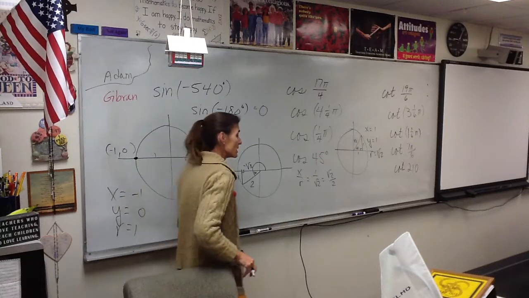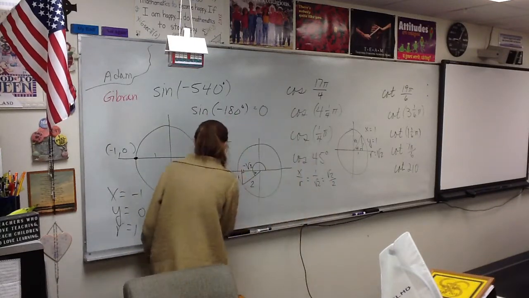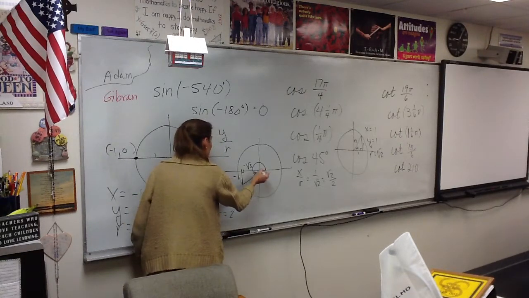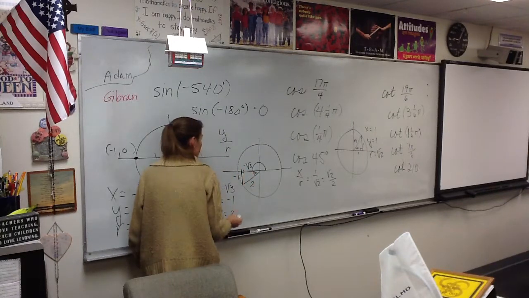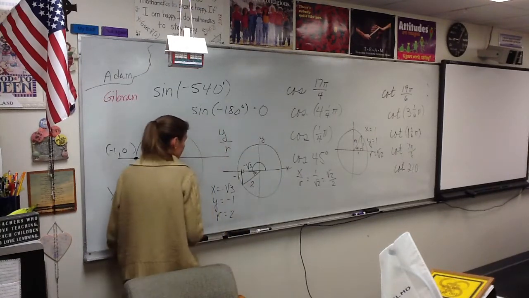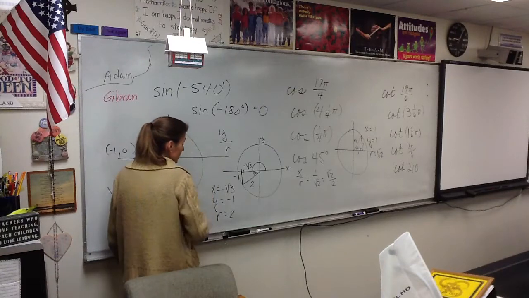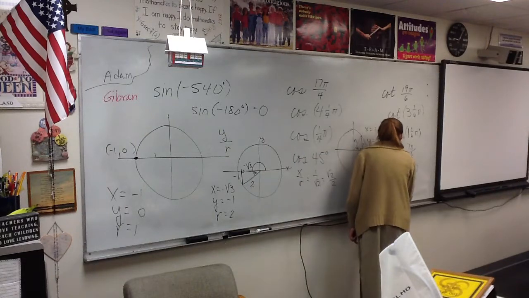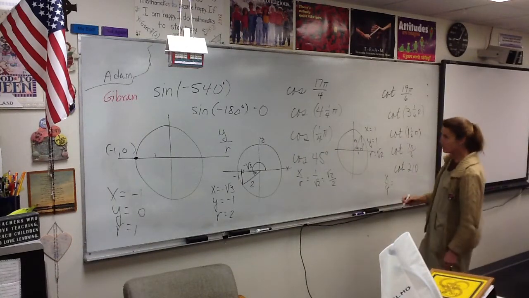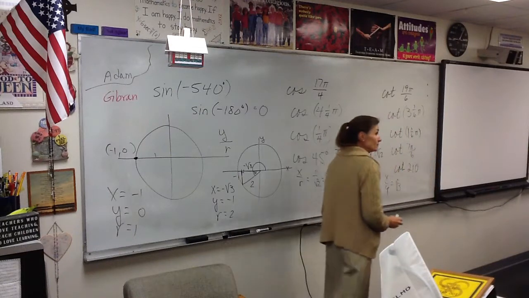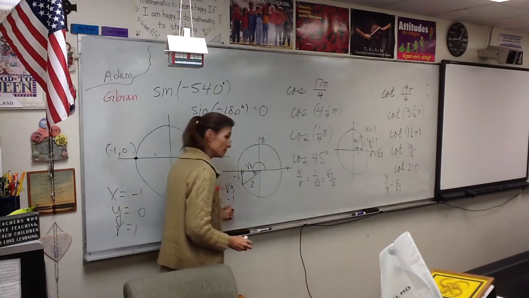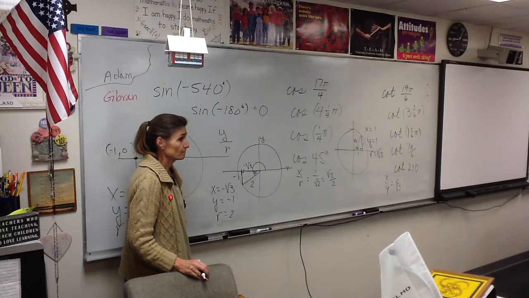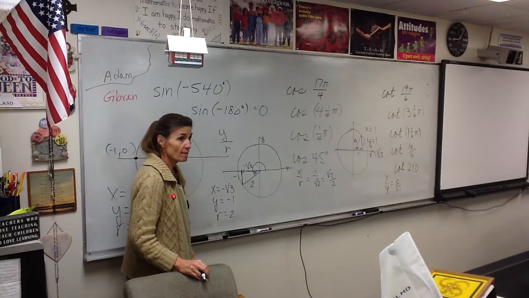What was I looking for? Cotangent. So now I've got a situation where x is negative root 3, y is negative 1, and r is 2. X is the horizontal, y is the vertical, always. This is a coordinate plane. What's cotangent by definition? Adjacent over opposite, or x over y. So it looks like we have positive root 3, because it's negative root 3 over negative 1. Everybody okay with that?